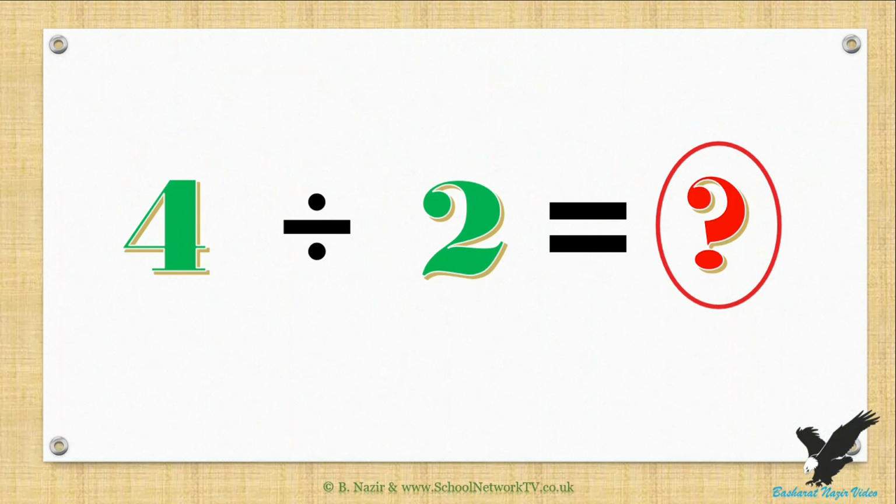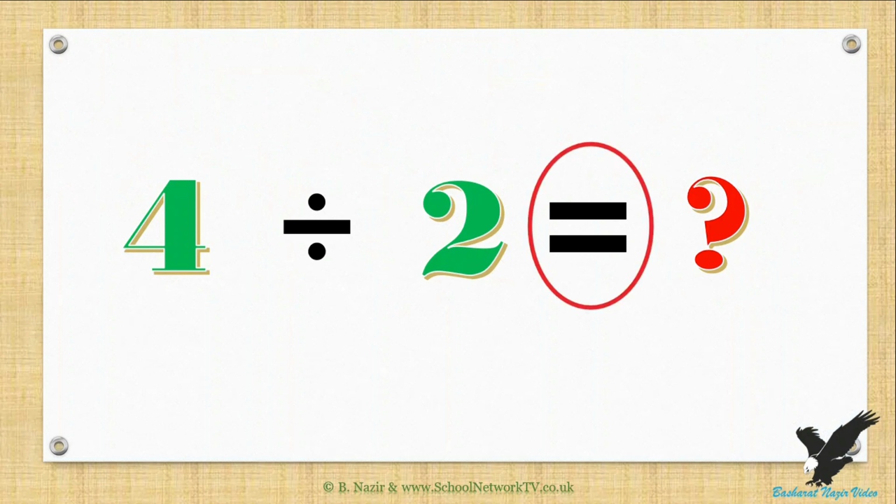A right side, which can also have numbers, signs, and letters. In this equation we just have a question mark. In the middle of the equation, between the two sides, we have the equal sign. Whenever you see an equal sign, then you know that you are dealing with equations.